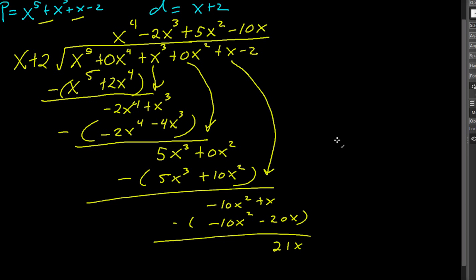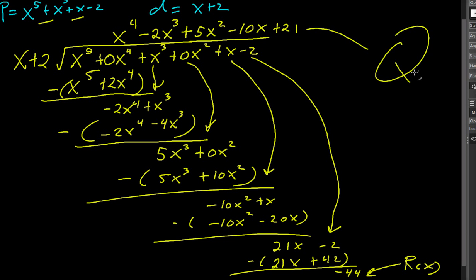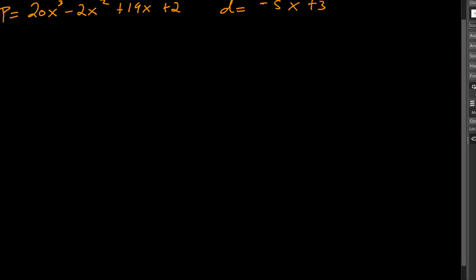That's 21x. Then, do I have anything to bring down? I have a negative 2 here. I'll multiply this by 21. So I get 21x. 21 times 2 is 42. Subtract negative 2 minus 42. That looks like that's going to be negative 44. And there is my remainder, while this is my quotient. Okay, so I hope that's easy enough. Yeah, so let's move on.